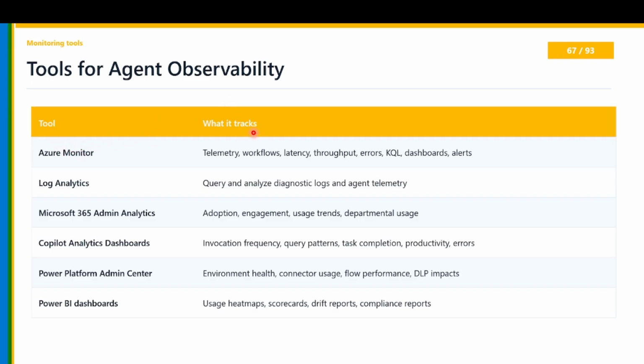So we have tools and what they track. The first one is Azure Monitor. We all know that Azure Monitor is used for monitoring and collecting logs and metrics of an entire application deployed on Azure, as long as the application is deployed on Azure.